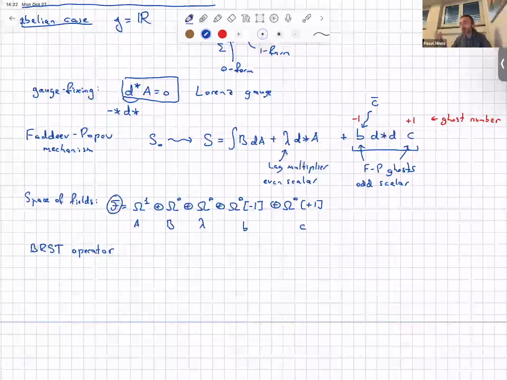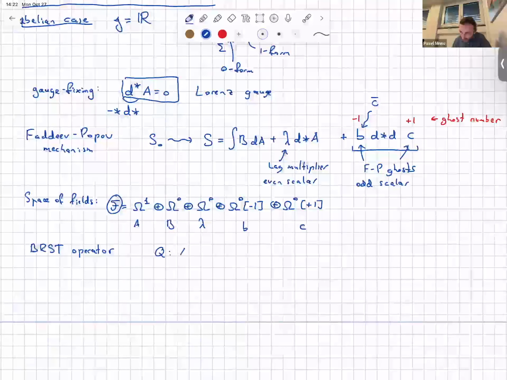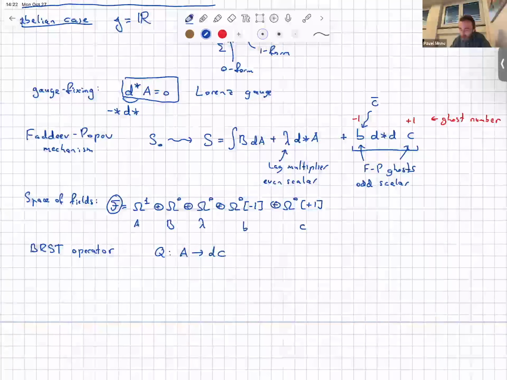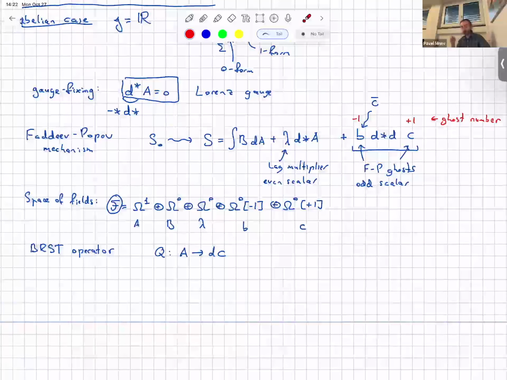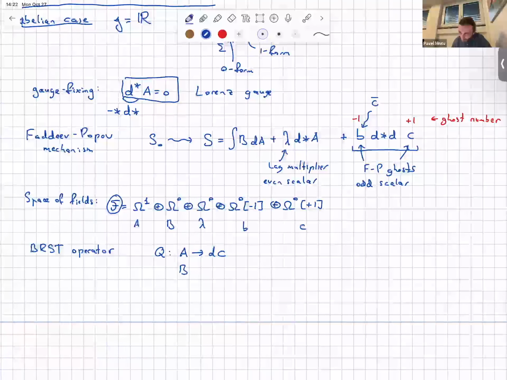But how does it work? In particular, it's some operator that squares to 0. So this operator takes A to dC. The reason is that the infinitesimal gauge transformation for A was shifting A by an exact form, by d of some generator, and now this generator is promoted to a Grassmann field. Then in the abelian theory, B doesn't get any gauge transformation, so B is sent to 0.